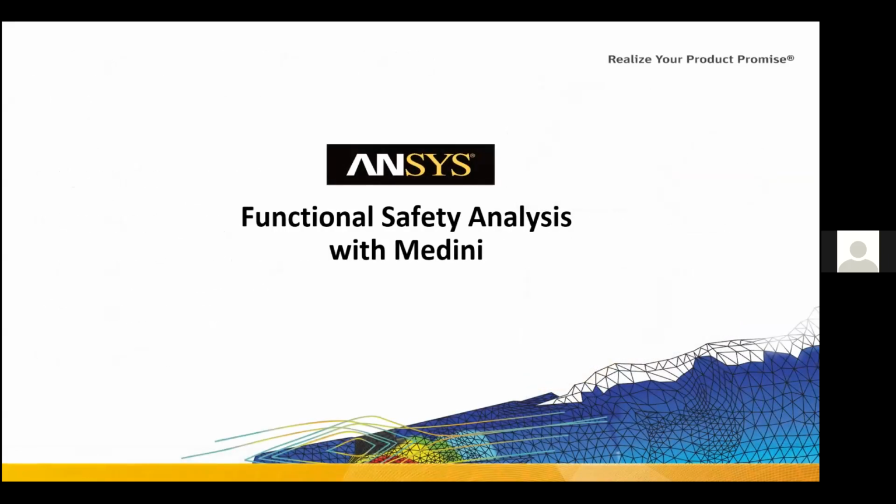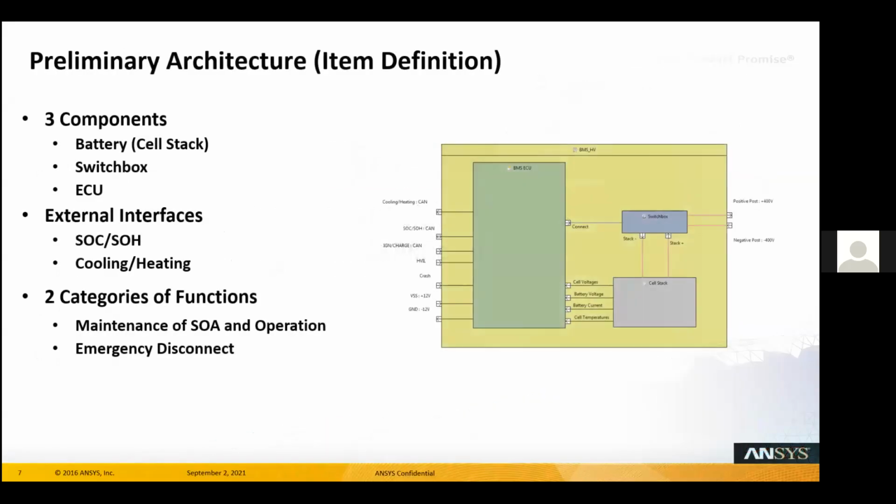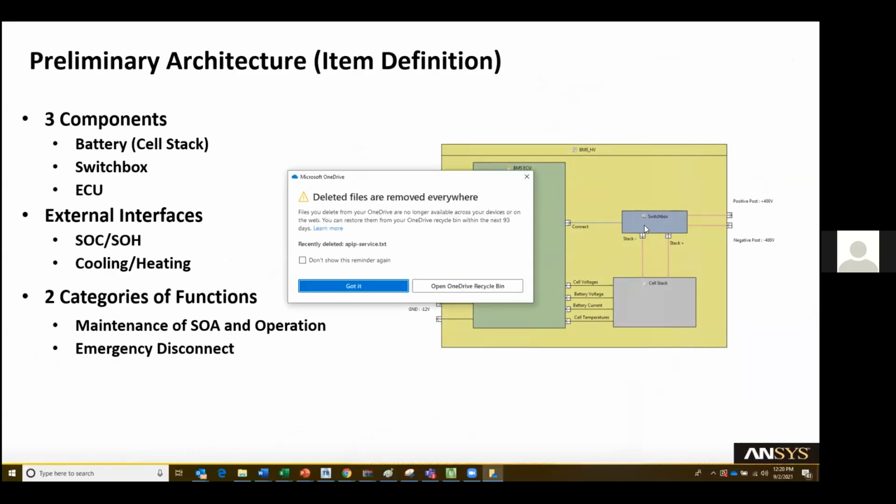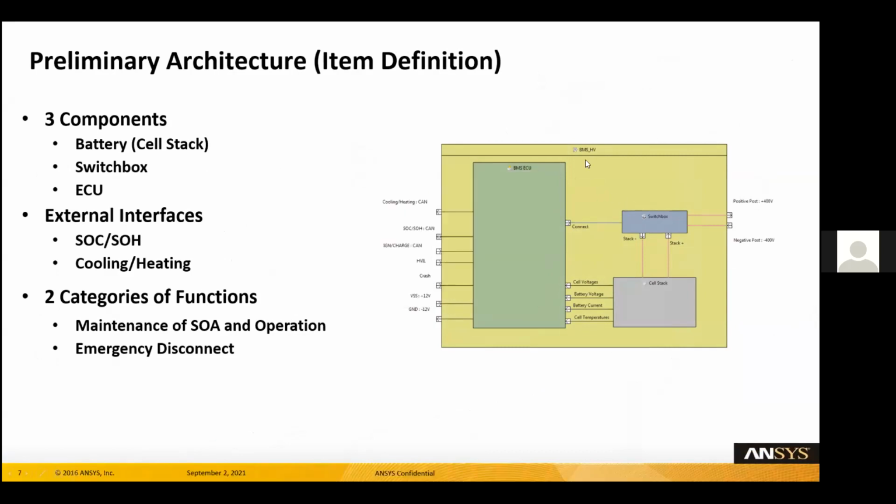First is the functional safety analysis with Medini. Here we have three components: battery, switch box, and ECU. These are the base components, and we will be designing them using Medini. Then the external interfaces are SOC and SOH, and the cooling and heating system, where you get to know whether the cooling or heat is high or low, that kind of analysis.